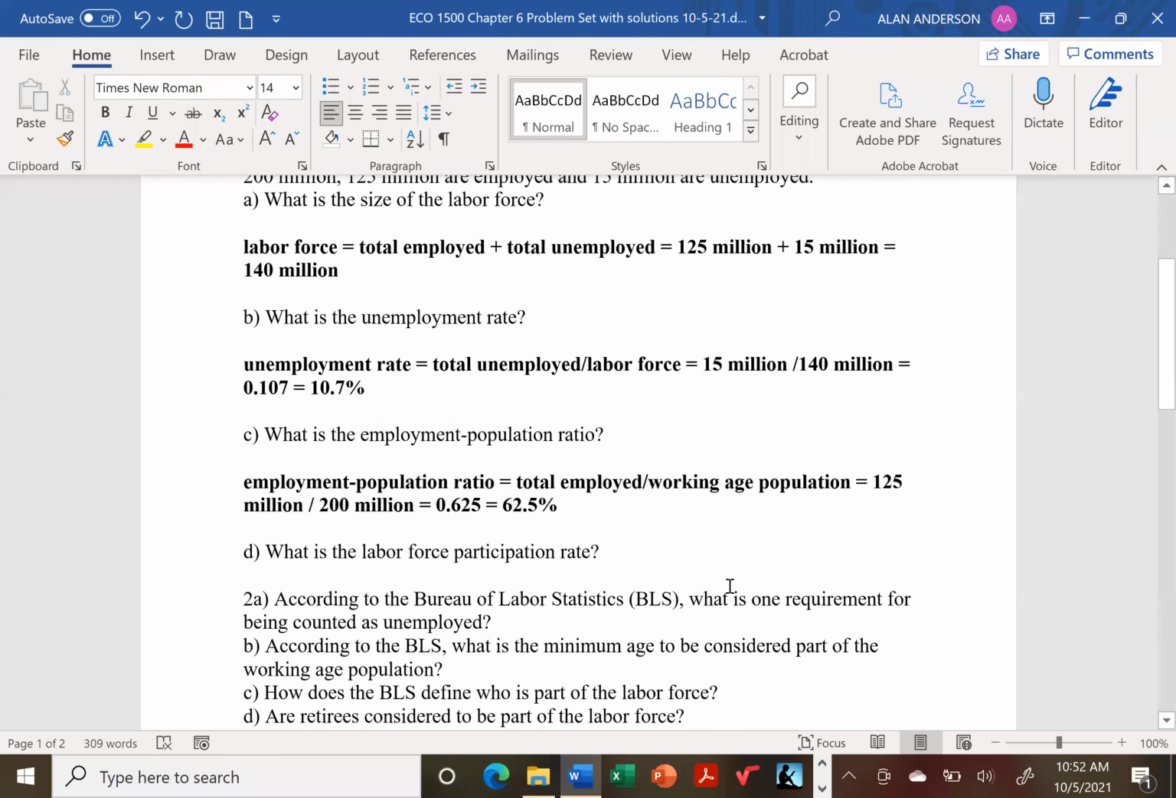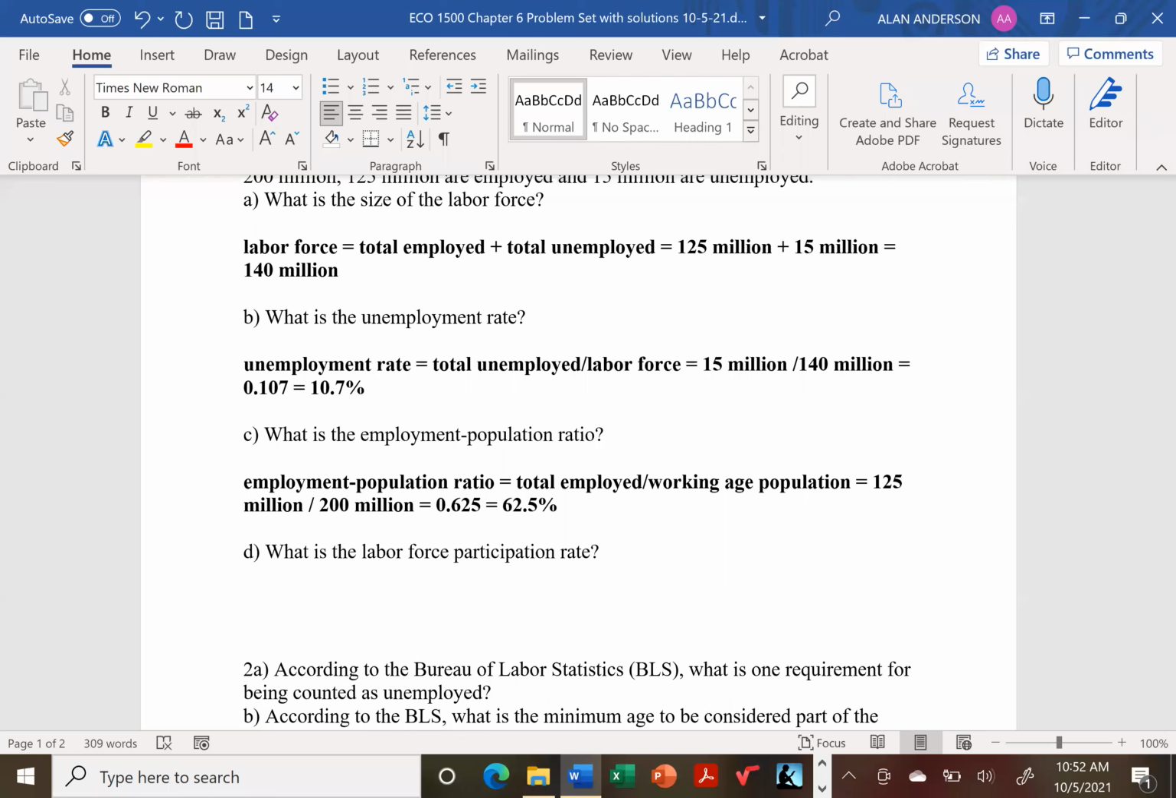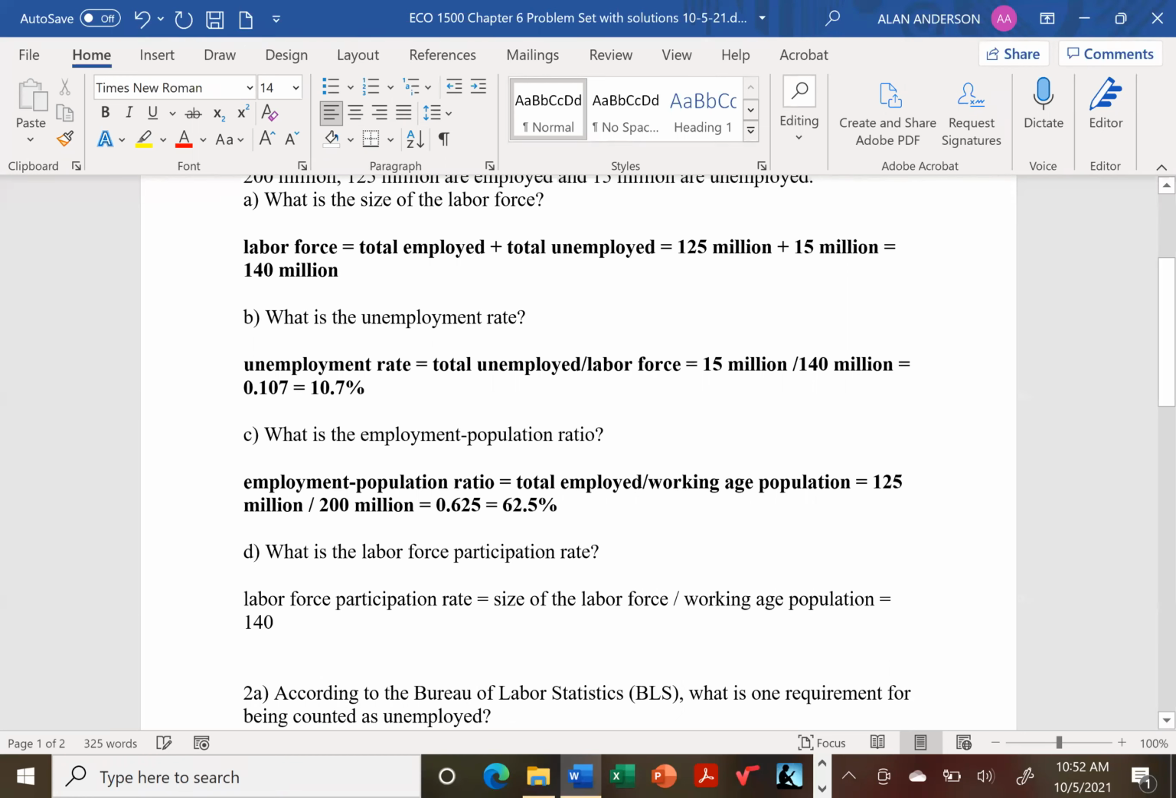And then finally, the labor force participation rate equals size of the labor force divided by the working age population. In other words, of the entire working age population, what proportion are available for work? So we saw that in part A, the labor force is 140 million and the working age population is 200 million.